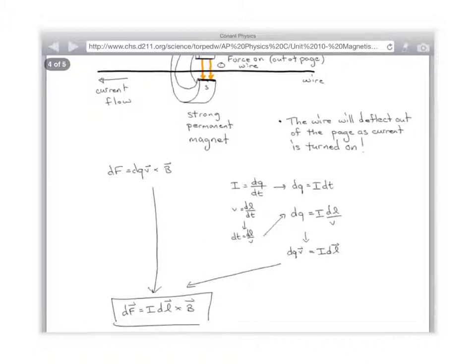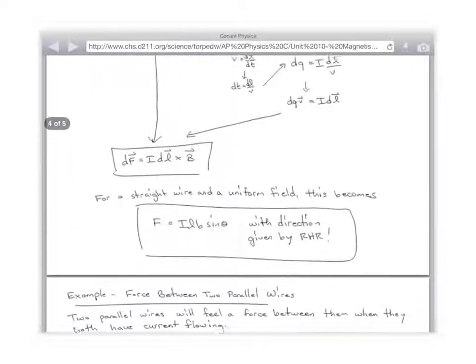Wow, that was really sloppy. Right, velocity is dl dt. So dt is dl over v, and so on. In the end, dq times v is the same as I dl. And so that's where this equation, I dl cross B, comes from. That's on your equation sheet. All right, moving on. That was not very helpful.